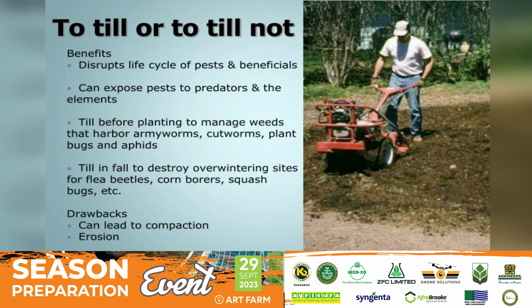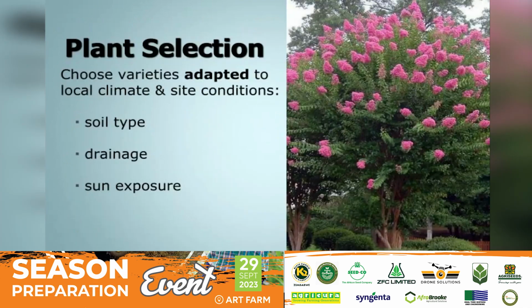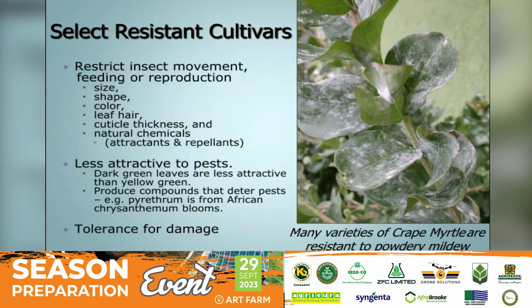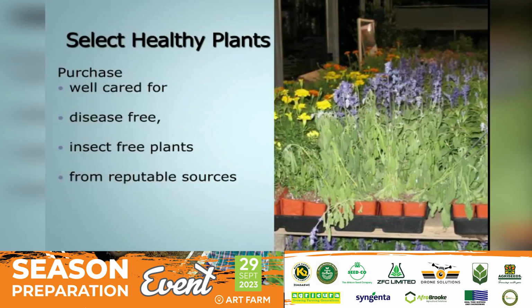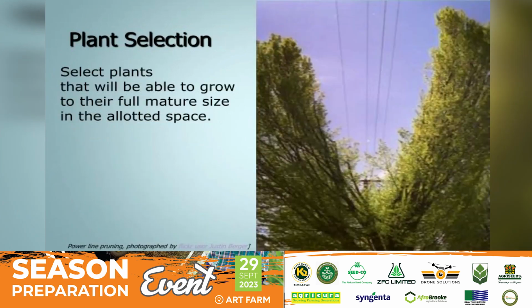Tillage, this one, I think Wendy has already touched on that. Let's go to the next. Let's go to the next slide. Plant selection, I think this one has already been touched. Let's go to the next. Right? Resistant cultivars, I've already explained. Let's go to the next. Healthy plants, I think that was my first explanation. You have to select healthy plants. Let's go to the next.